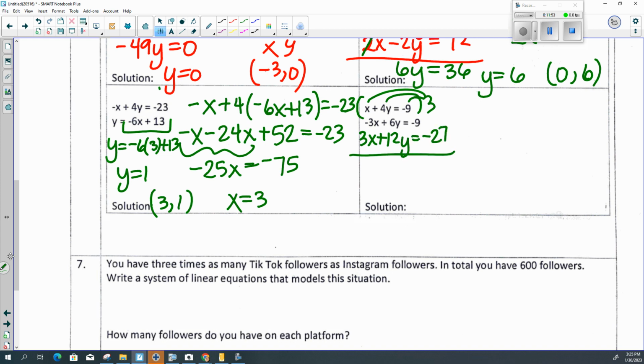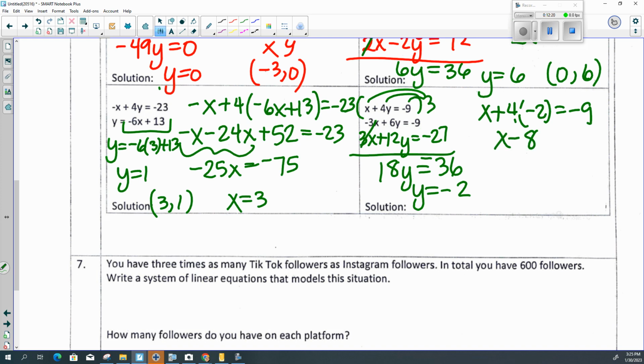Let's add them together. Oh, that's actually different than what I did on my key. My answer key, I used substitution. So when I divide it out, y will be negative 2. I can plug it back into either one of these. So we've got x minus 8 equals negative 9. Okay.